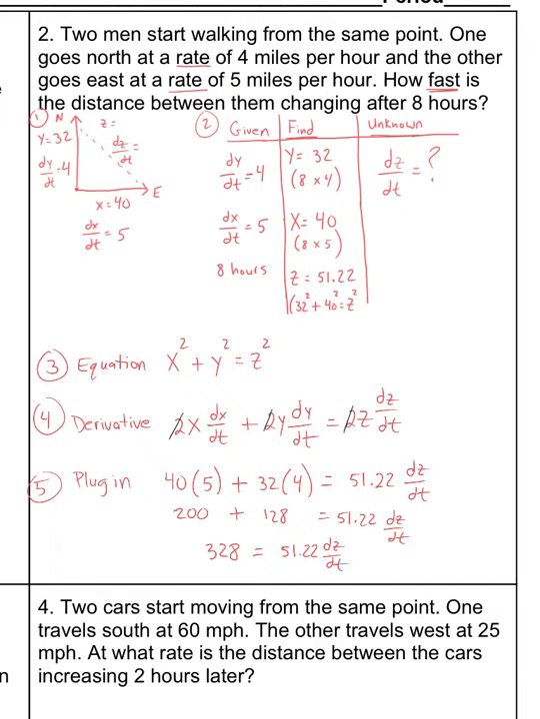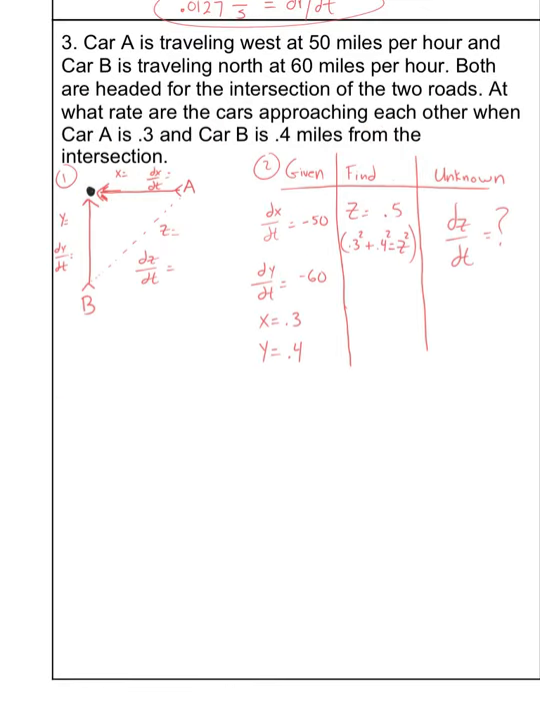And now I simply divide. I divide both sides to get dz dt by itself. So I divide both sides by 51.22. Okay, those cancel out. I've got dz dt by itself. And when I take 328 and divide it by 51.22, I'm getting 6.4. It is a rate, so I need miles per hour. There's number 2, calculus. Okay, number 3.